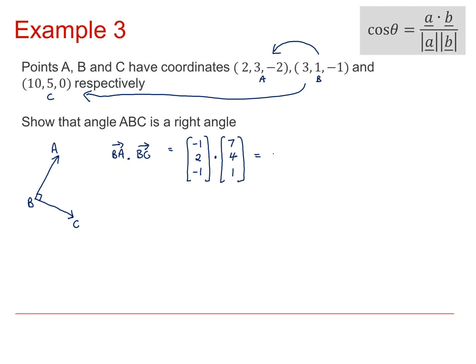If I now do the dot product, that gives me minus 7 plus 8 minus 1, which is 0. So the vectors BA and BC are perpendicular. So the angle ABC is a right angle.